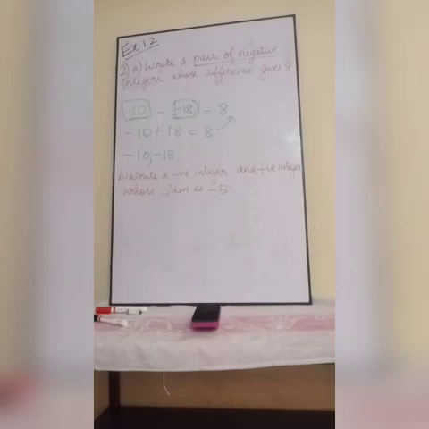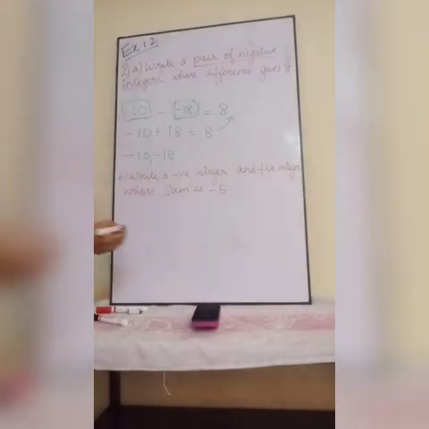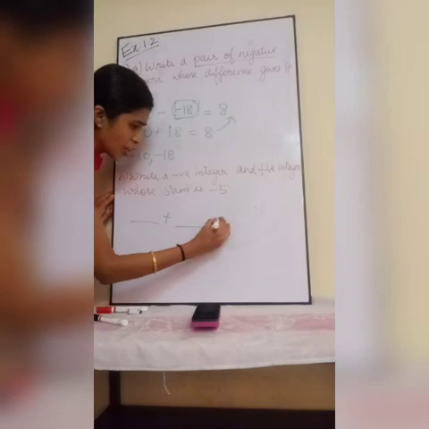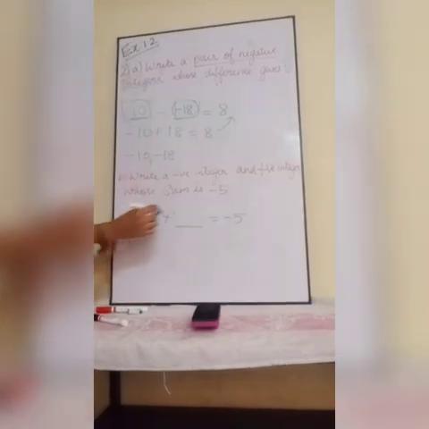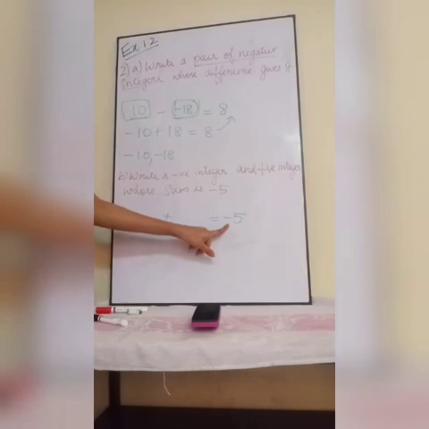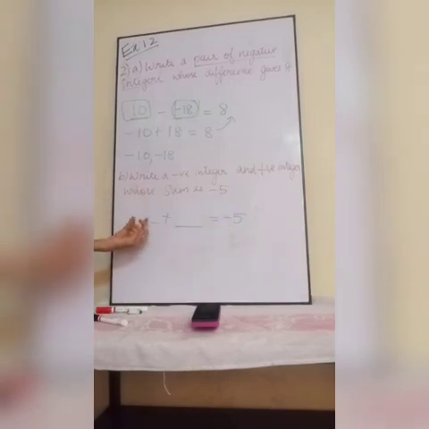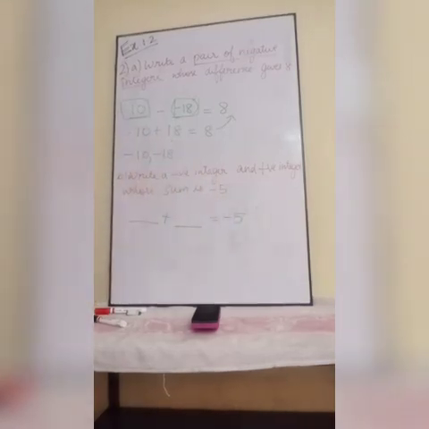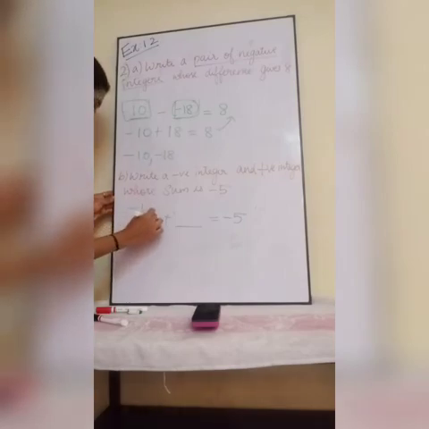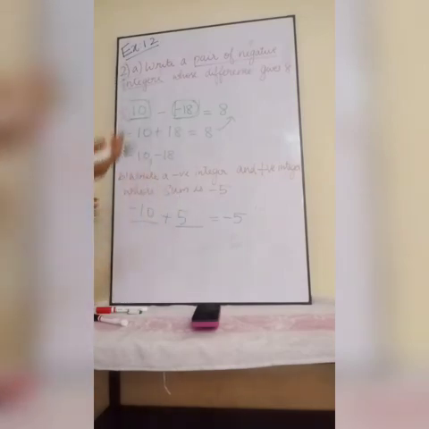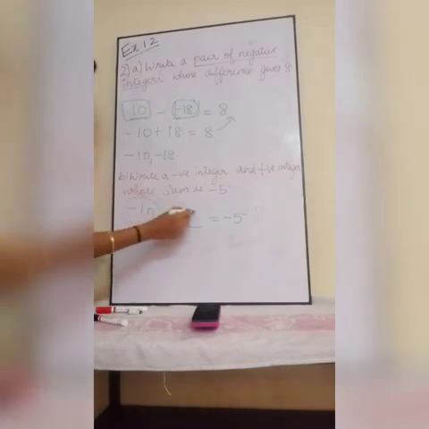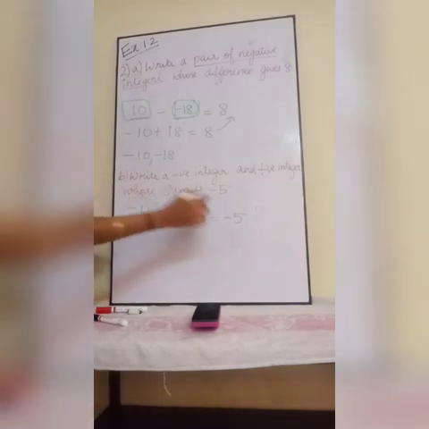Okay. Next, write a negative integer and a positive integer whose sum is minus 5. So, I am going to add two integers to get the sum as minus 5. I am going to add a negative integer and a positive integer. So, what can you think? Any negative integer and a positive integer you can write. So, what should your answer be? Minus 5. So, now listen, I am taking minus 10 plus 5. You can take any other because this is one negative integer, this is one positive integer. I am adding these two, I am getting minus 5.